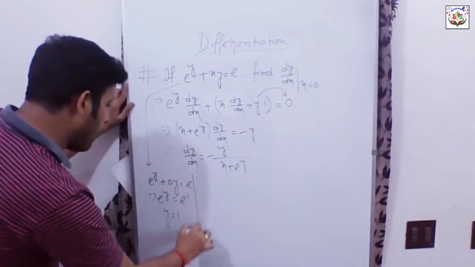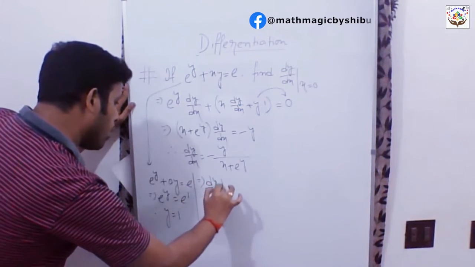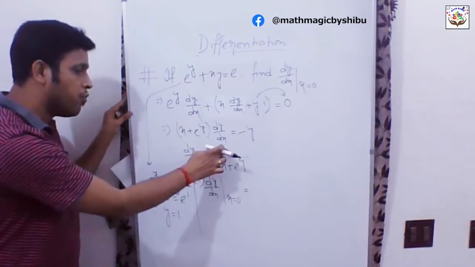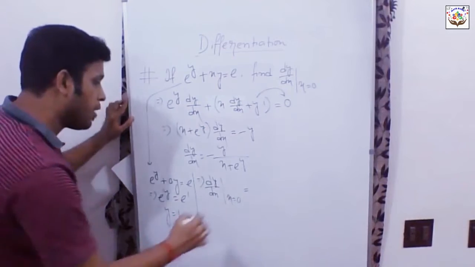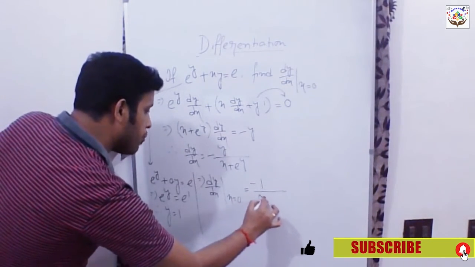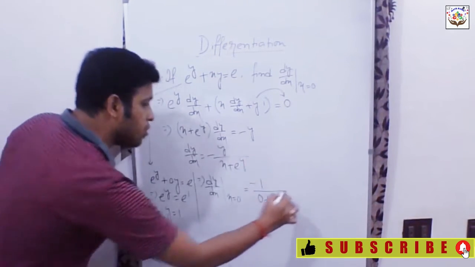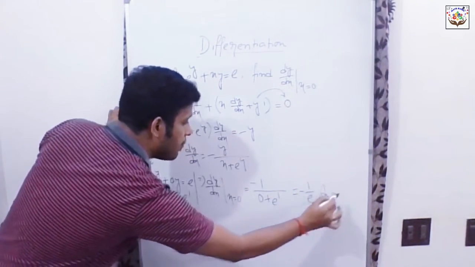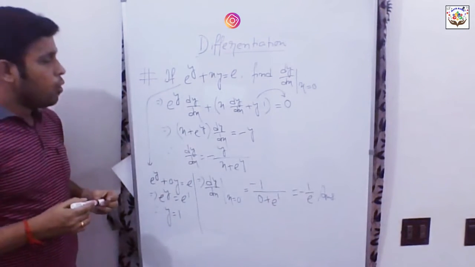Now in the main problem, dy/dx when x equals 0, we can put the value of y as 1 as we have just got it, right? So minus 1 divided by, in place of x we can put 0 and in place of y we can again put 1 only. So the answer will be minus 1 by e. Easy? Just let me recap once what we did.